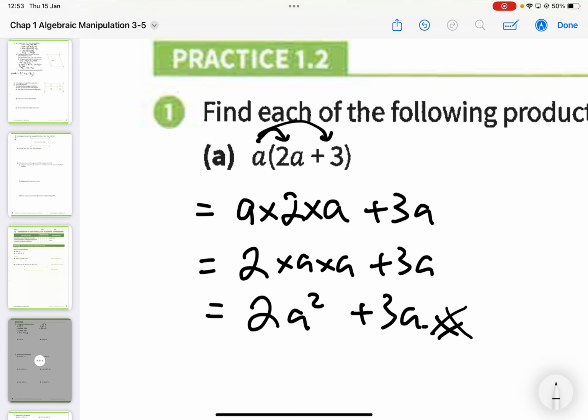A times 2A to get 2A squared. A times 3 to get 3A.